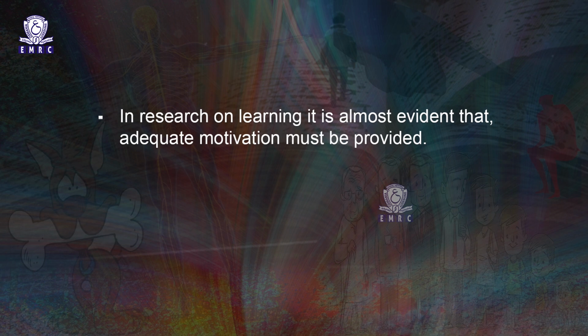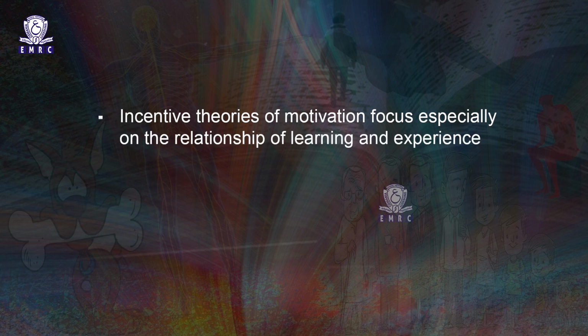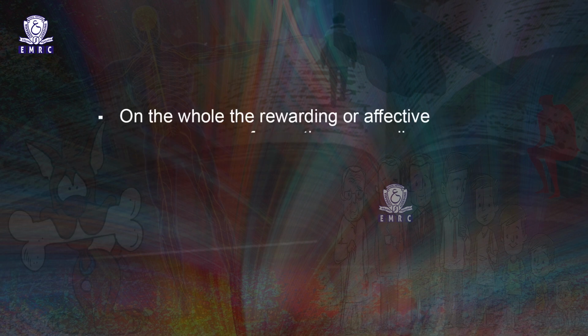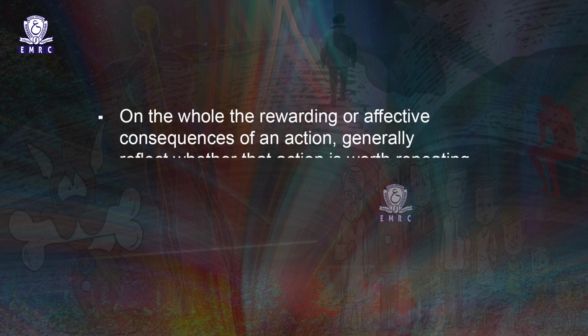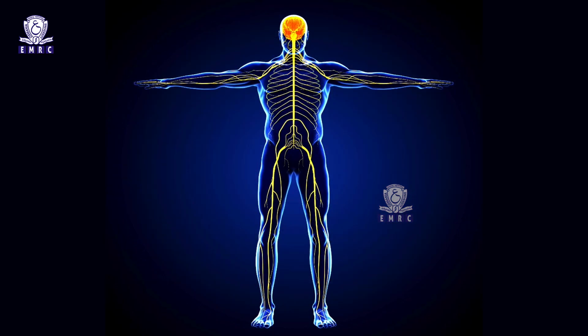In research on learning, it is almost evident that adequate motivation must be provided. Incentive theories of motivation focus especially on the relationship of learning and experience to the control of motivation. On the whole, the rewarding or effective consequences of an action generally reflect whether that action is worth repeating. Psychologists regard reinforcement as a process which sometimes happens in the individual's nervous system to make learning occur.